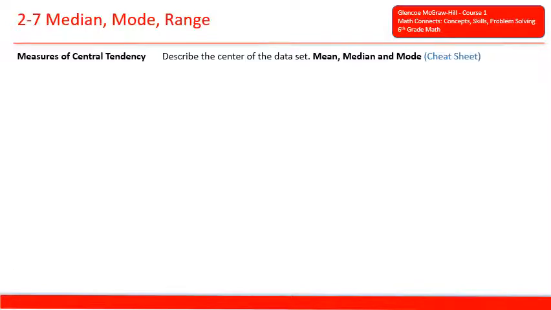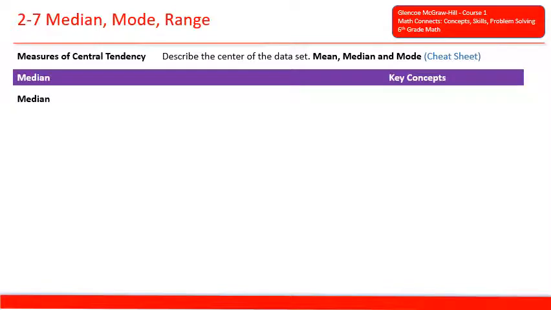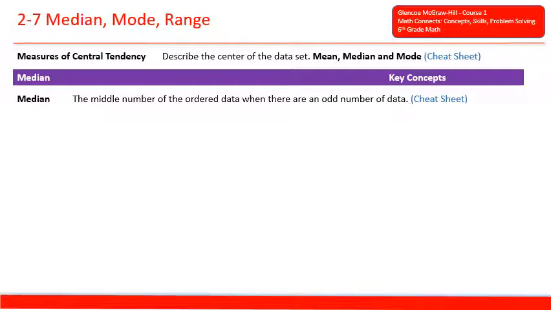Measures of central tendency describe the center of the data set: mean, median, and mode. So the median is the middle number of the ordered data when there are an odd number of data. So in that last example, there was an odd number, 7, so we could count in and take the exact middle number. So if we have a data set of 3, 4, 8, 10, 12, 8 is going to be the median because there are 5 pieces of data, so 8 is the middle number.